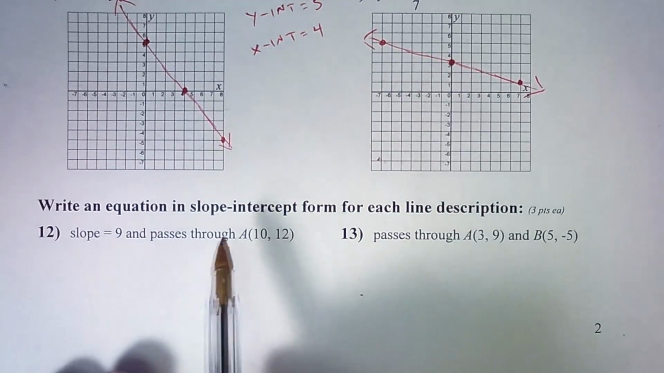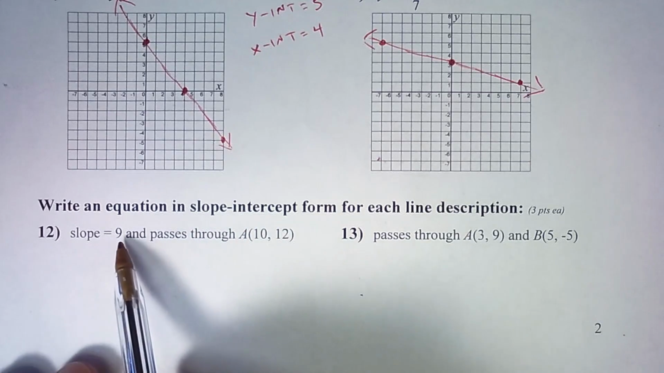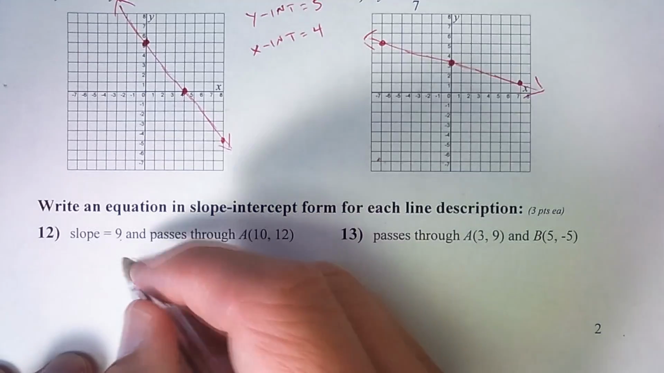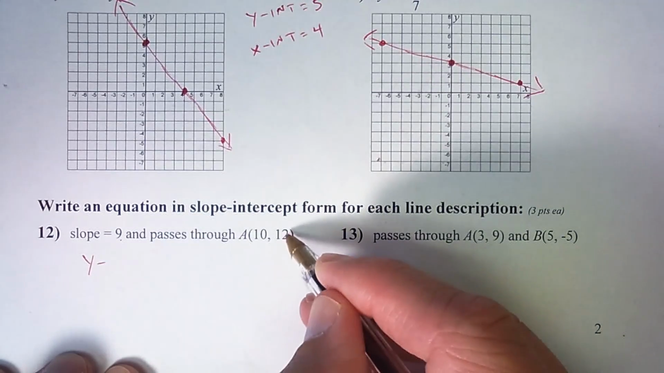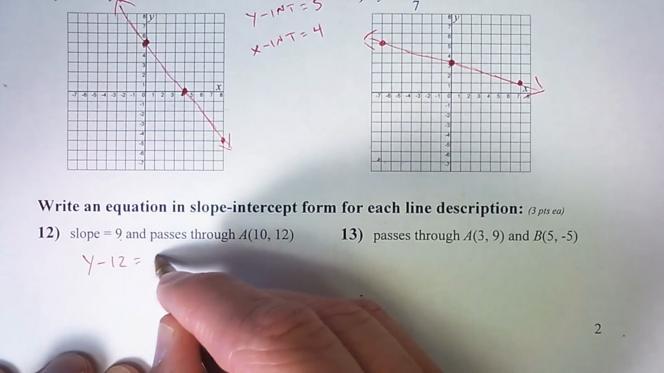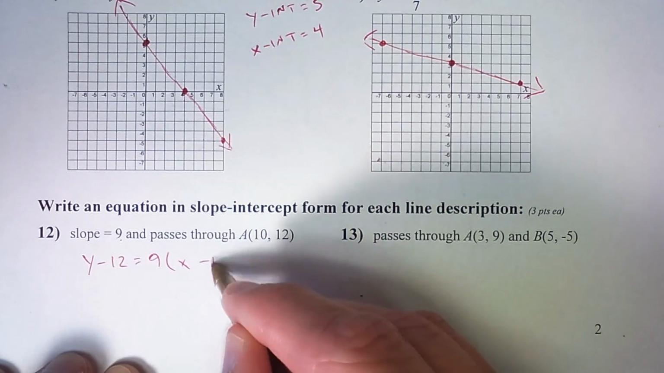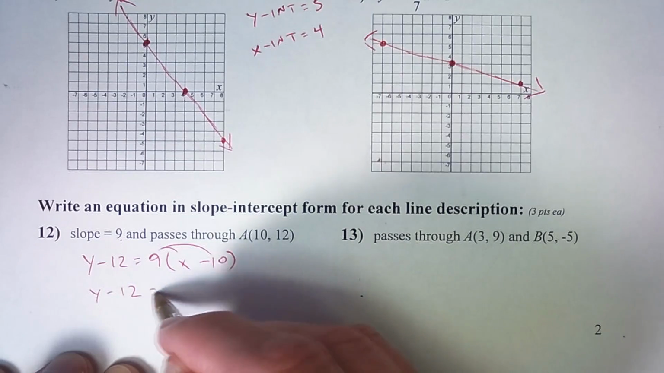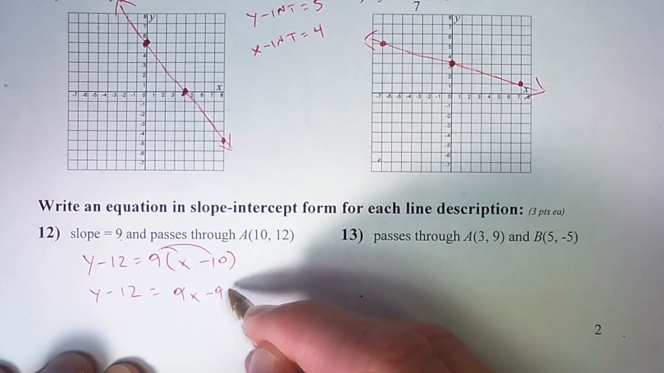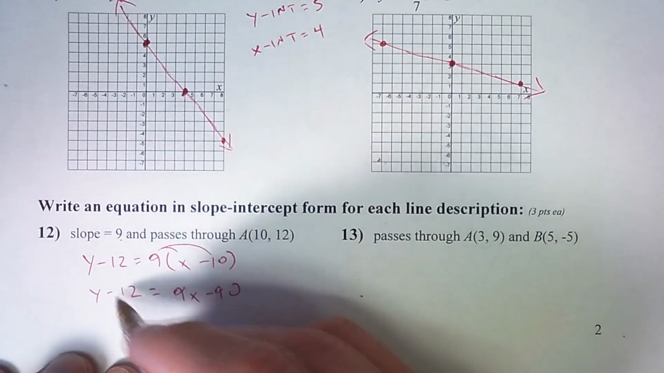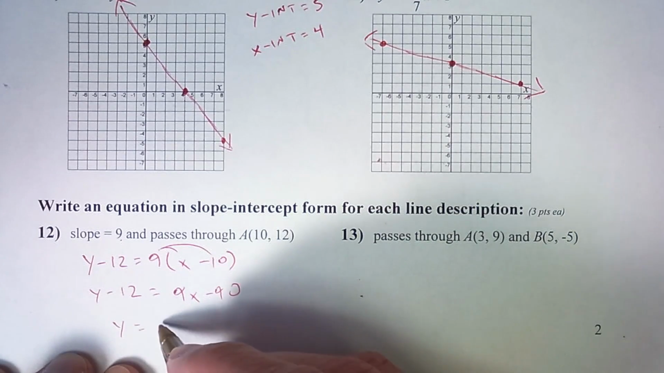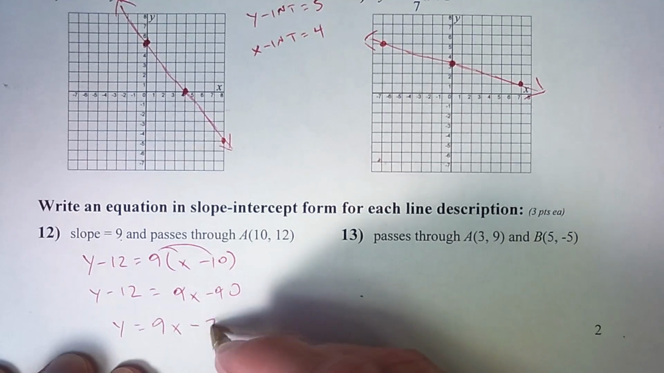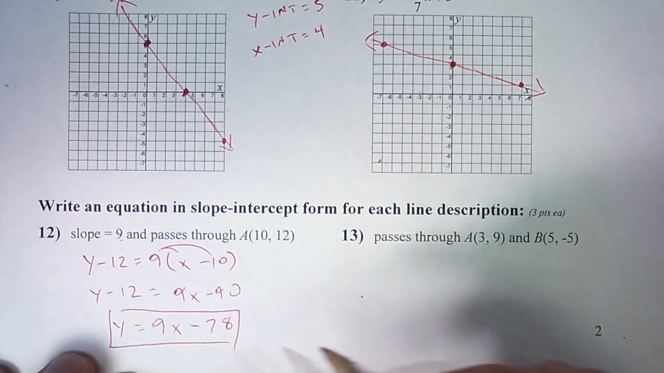Number 12, write an equation in slope-intercept form. Here's our slope. Here's a point that this line will go through. I'm going to use point-slope form. y minus y1 equals m times x minus x1. So I've got y minus 12 equals 9x minus 90. And I will add 12. y equals 9x, and negative 90 plus 12 is negative 78.